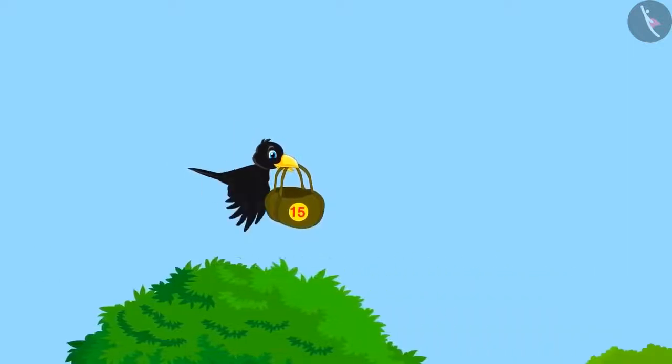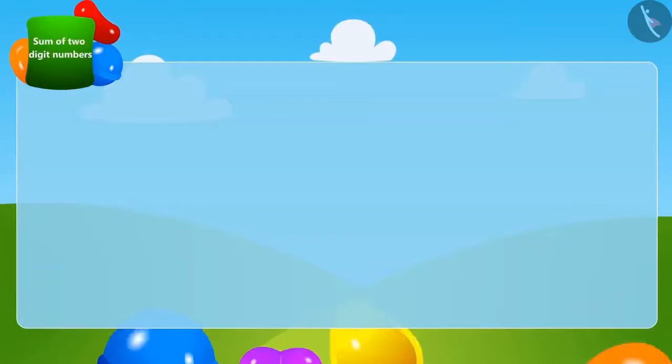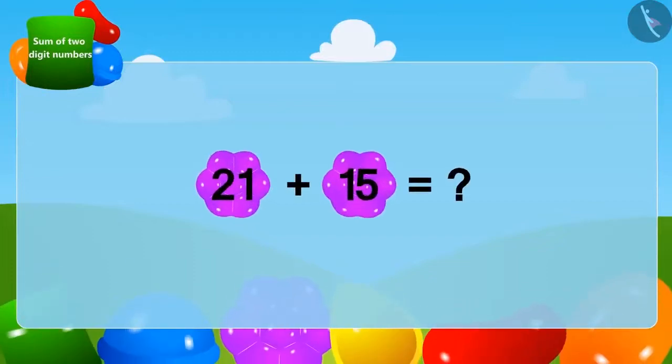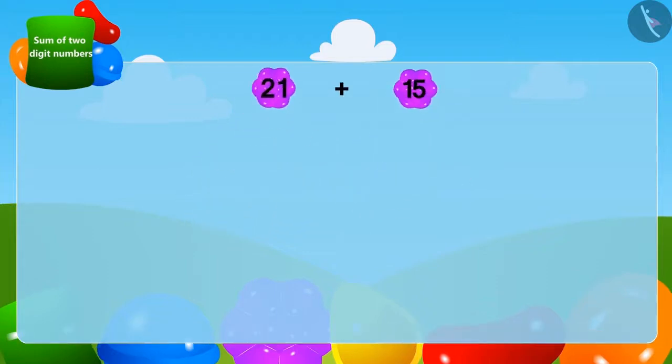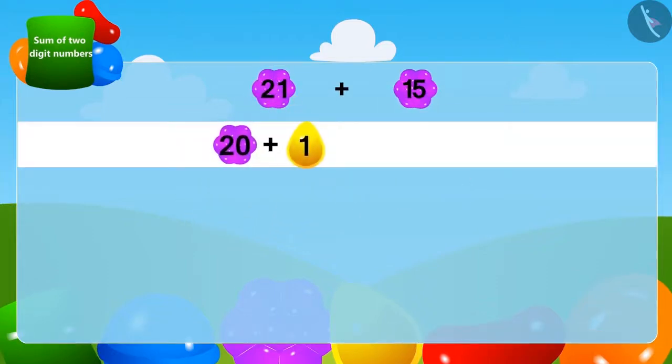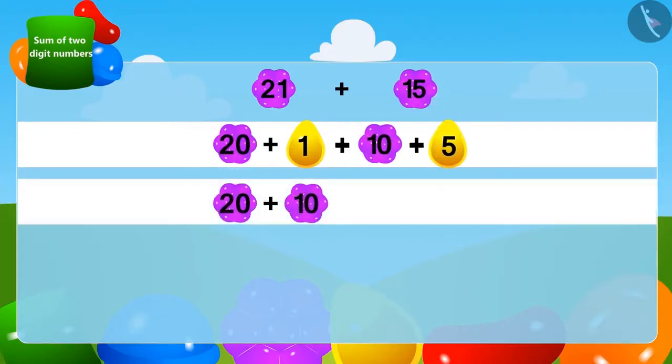Can you tell me how many stones in total does the crow have now? Let's learn one more method of adding two-digit numbers quickly. We can write 21 by adding 1 and 20 like this. And in the same way, 15 can be written by adding 5 and 10. Now, we will write two-digit numbers together and one-digit numbers together like this.